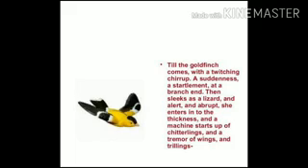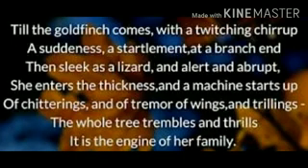The explanation of the stanza. The death-like scene, however, changes as soon as the goldfinch bird comes with a twitching chirp. Goldfinch is a bright yellow-colored bird. Twitching chirp means soft chirping sound. The bird is quite precocious while she comes and sits at a branch end of the tree.